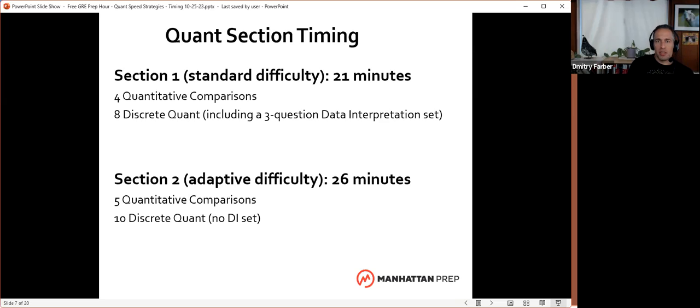So in the second section, you'll have 5 more minutes, but you'll have 15 questions instead of 12. 1 more quantitative comparison, 2 more discrete quant, but without that data interpretation set. So, kind of giving and taking away.